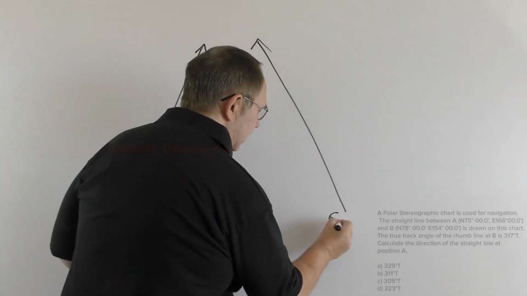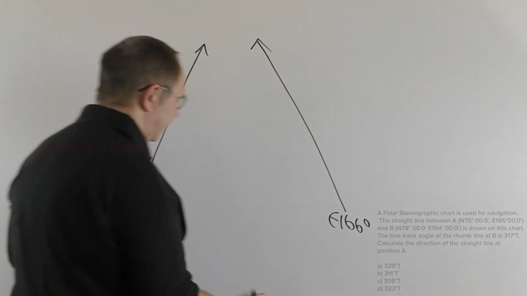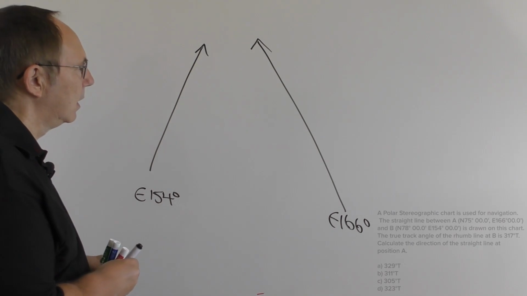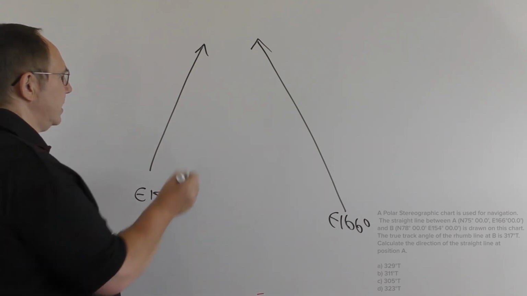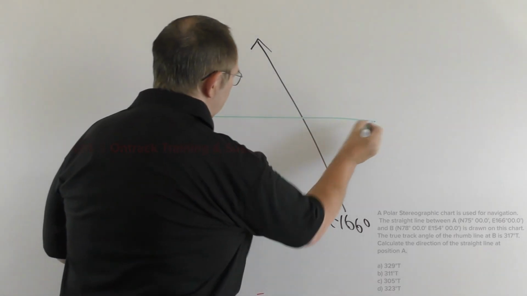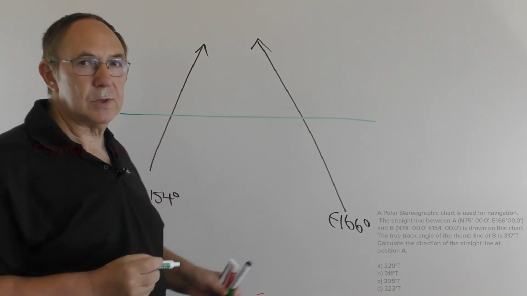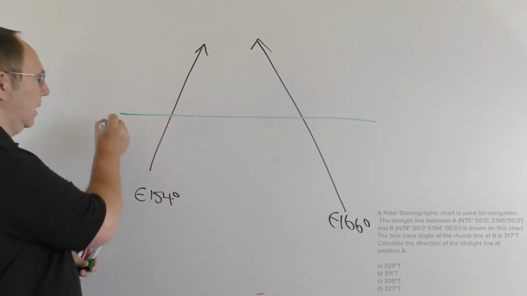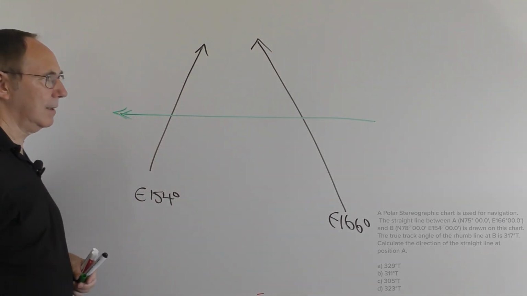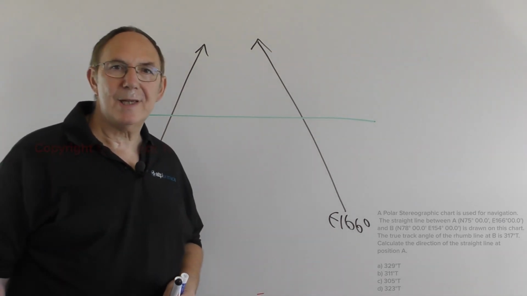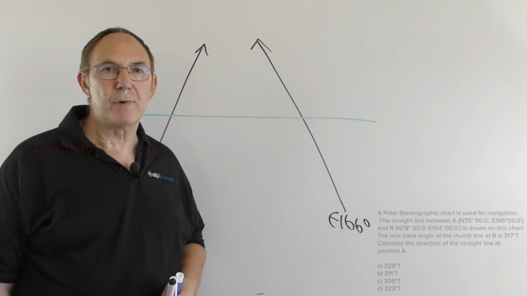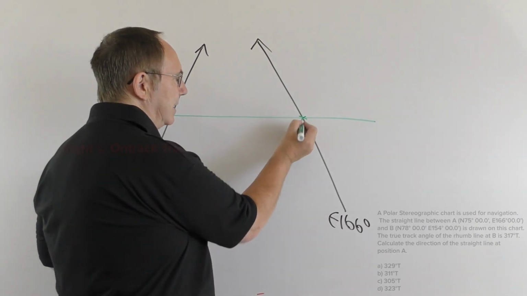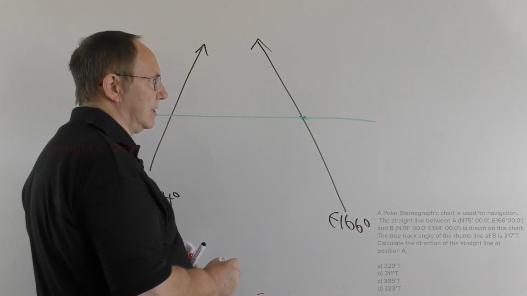So we know that this one is east 166, and this meridian is east 154. We also have a great circle track running between two positions, and that great circle track is running from east 166 to east 154, so it's a westerly track. The question is asking us for the value of the great circle track at position A. Therefore, that is this position. A is at east 166.